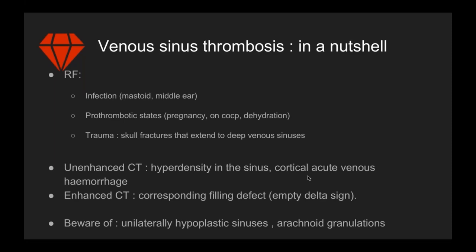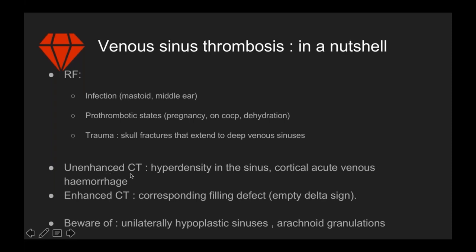So risk factors: infection, including mastoid and middle ear infections, as well as prothrombotic states. So pregnancy, if you're on the pill, if you're dehydrated, and even trauma. So skull fractures that extend to the deep venous sinuses can predispose you to having a thrombosis there.